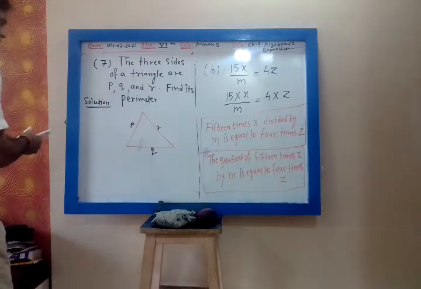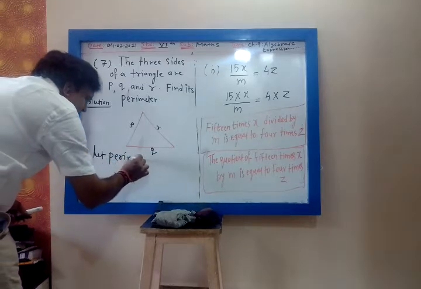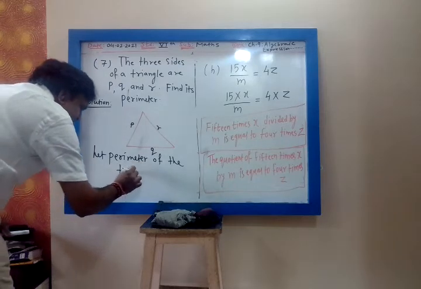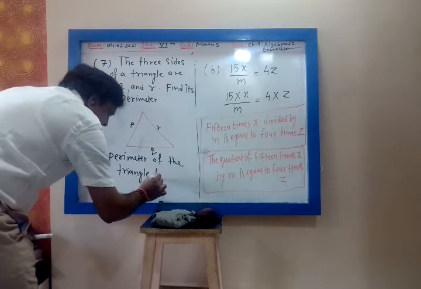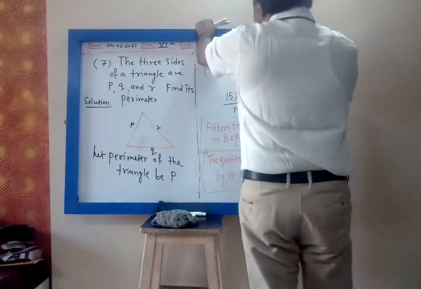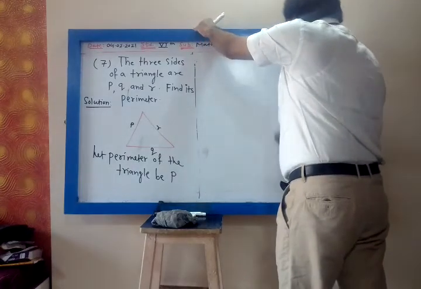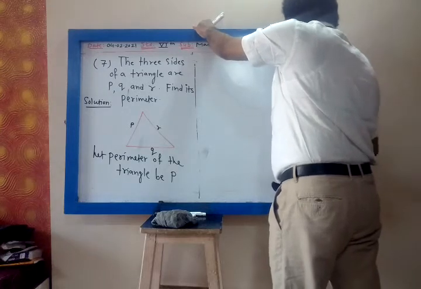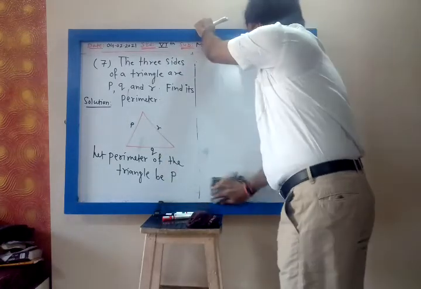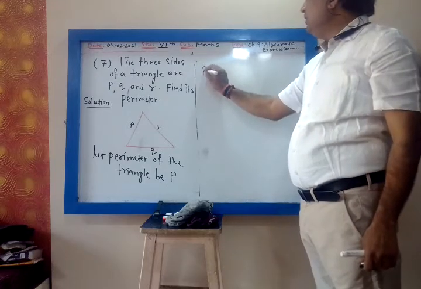Find its perimeter. So we write, let the perimeter of the triangle be P. P is the perimeter of the triangle.